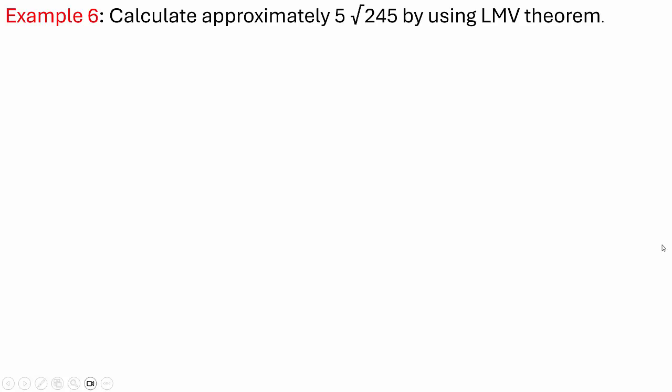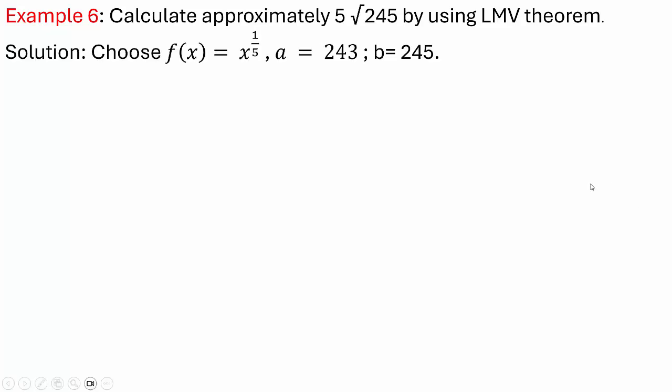Therefore, the approximate root is 2.0473. Calculate approximately the fifth root of 245 by using Lagrange's mean value theorem. We have to calculate the fifth root. Therefore, we shall choose f(x) equals the fifth root of x, that is x raised to 1 by 5, and a equals 243 and b equals 245. These two values we have considered.